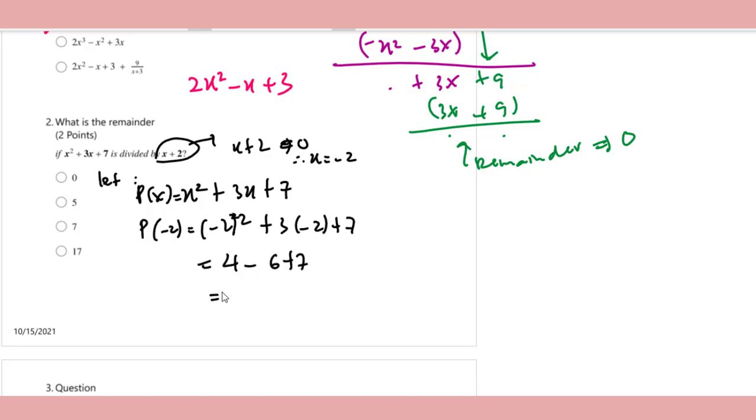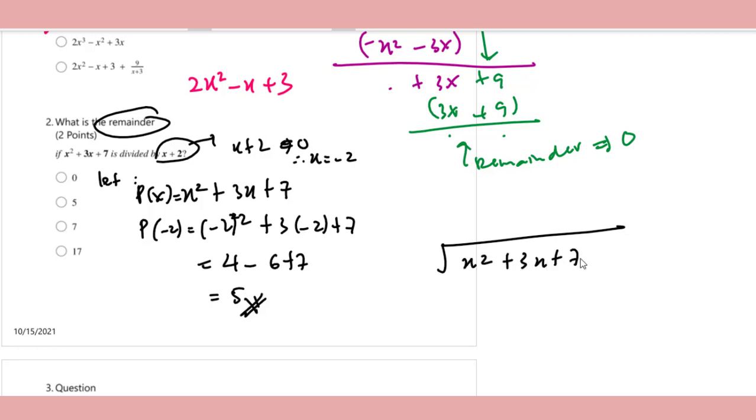We're going to use the remainder theorem to find the remainder. So the answer is 5. Besides using the remainder theorem, you still can use long division to find the remainder. But for you, it's better to use the remainder theorem instead of long division. So the answer is 5. Settled for number 2.